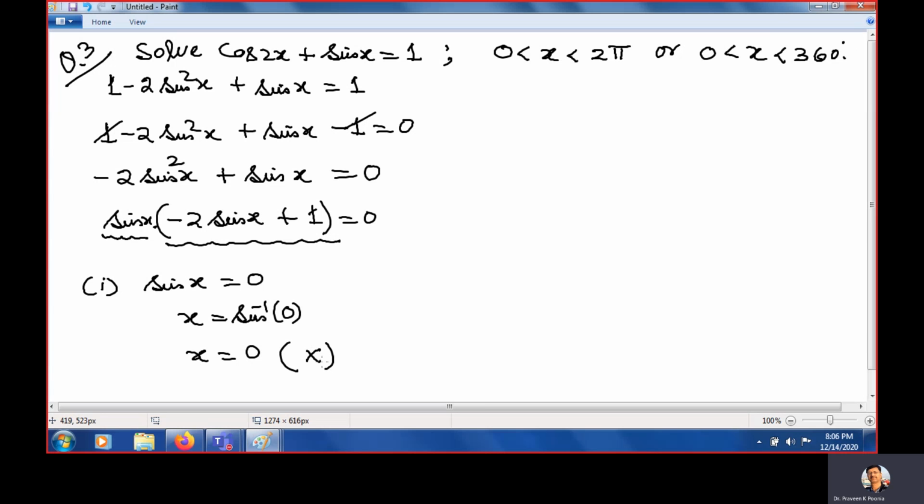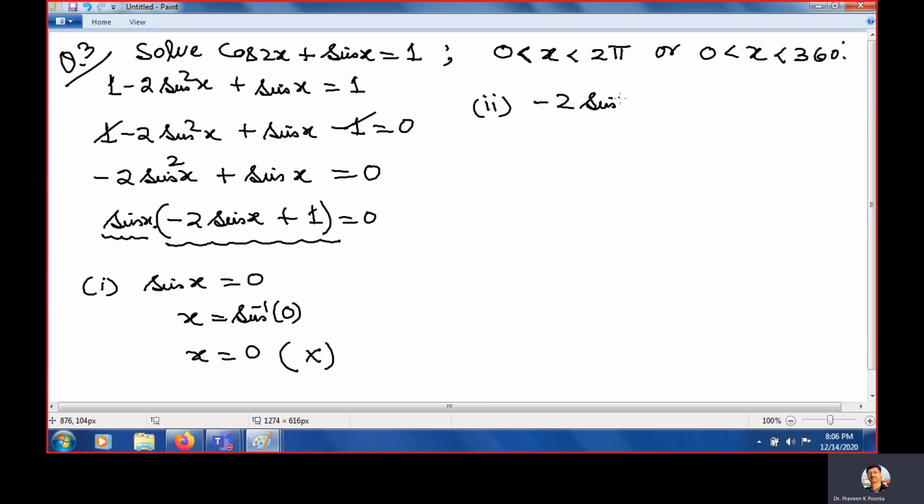And we cannot consider this solution. This solution is rejected. Why is this solution rejected? Because it is saying x should be greater than 0. x equal to 0 you cannot take. It should be greater than 0. So this solution is not an acceptable solution. Okay, let us see the other one.